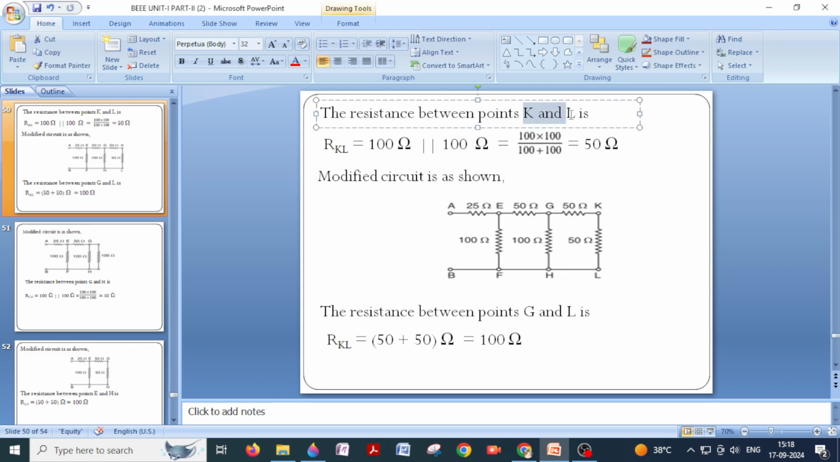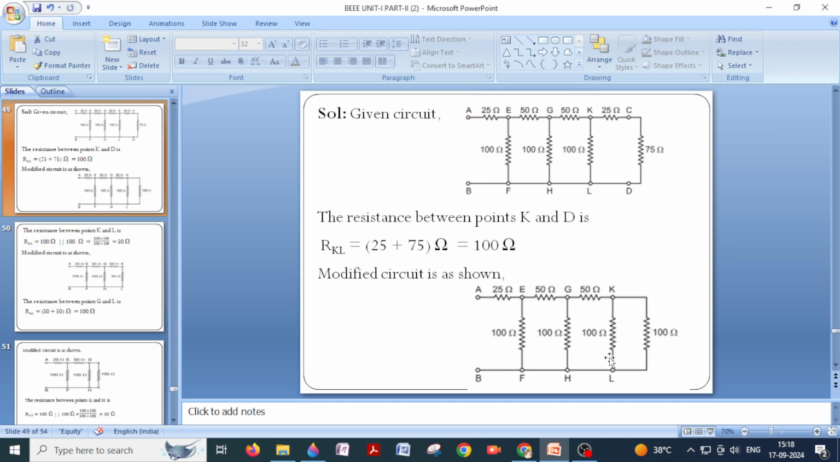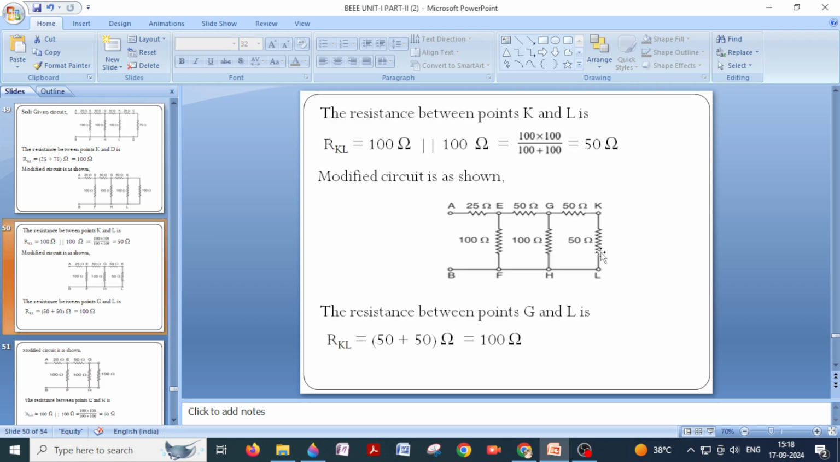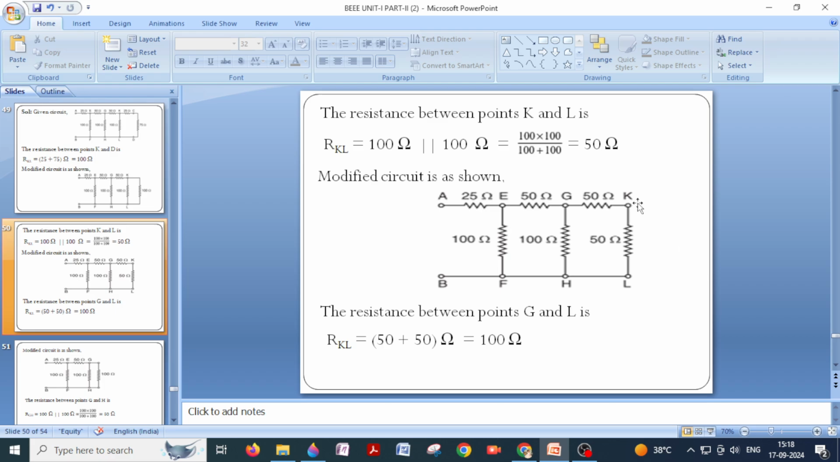Now what is the resistance between K and L? It is 50 ohms. Instead of drawing these two resistors, I can replace them by a single resistance of 50 ohms. So that's what I have modified here. You can see this diagram I have redrawn, and in between K and L I have written 50 ohms.